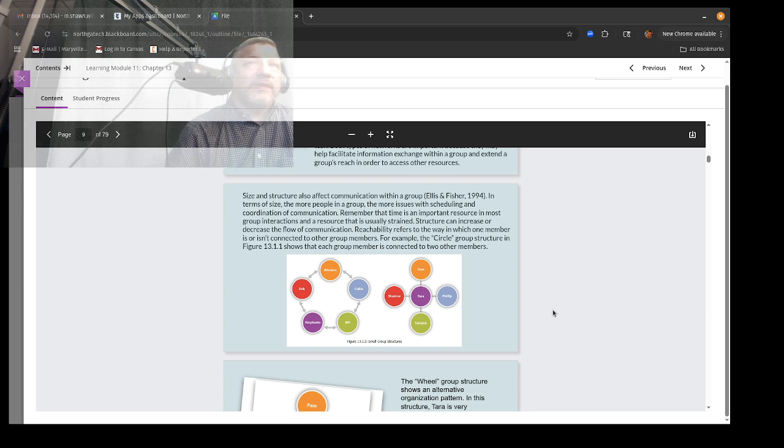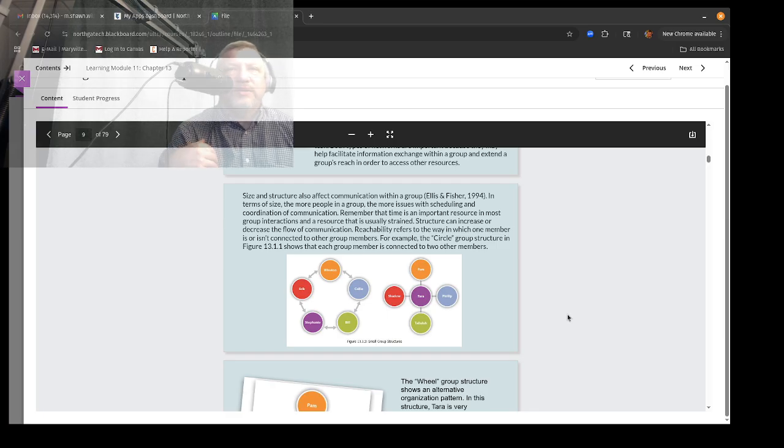If you look at the circle group structure in 13.1.1, it shows that each group member is connected to two other group members. So the circle's on the left-hand side. You see Winston has Eric on one side and Callie on the other. And then you've got Bill down here. Bill's got Callie and Stephanie. And then Stephanie's got Bill and Eric. All right, and that's a circle group.